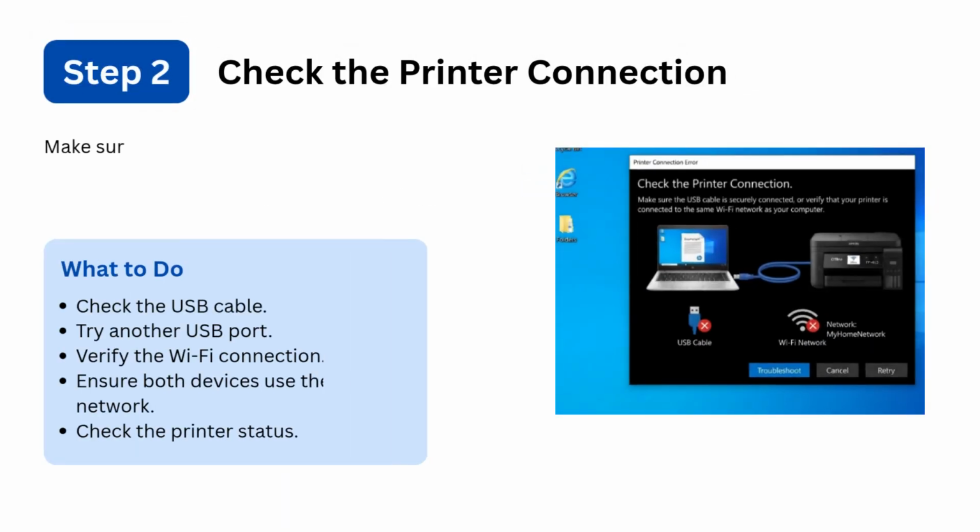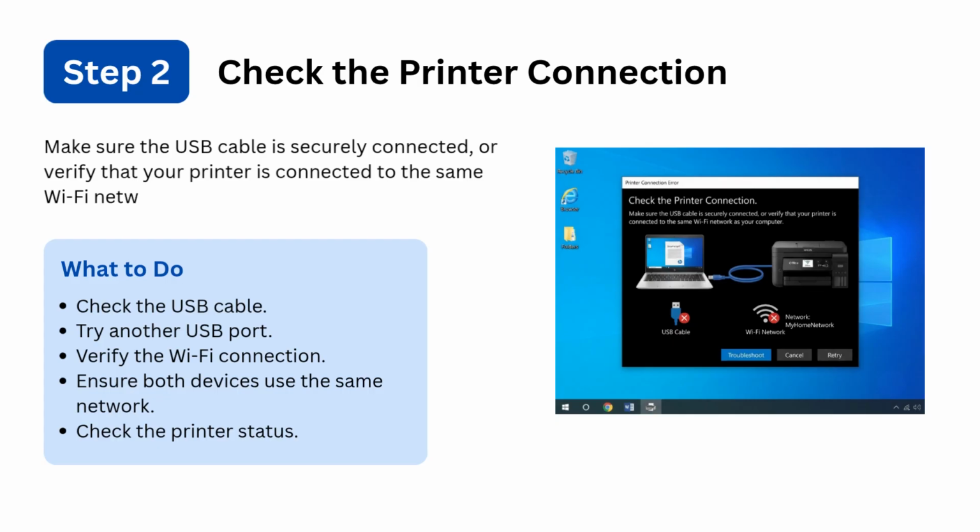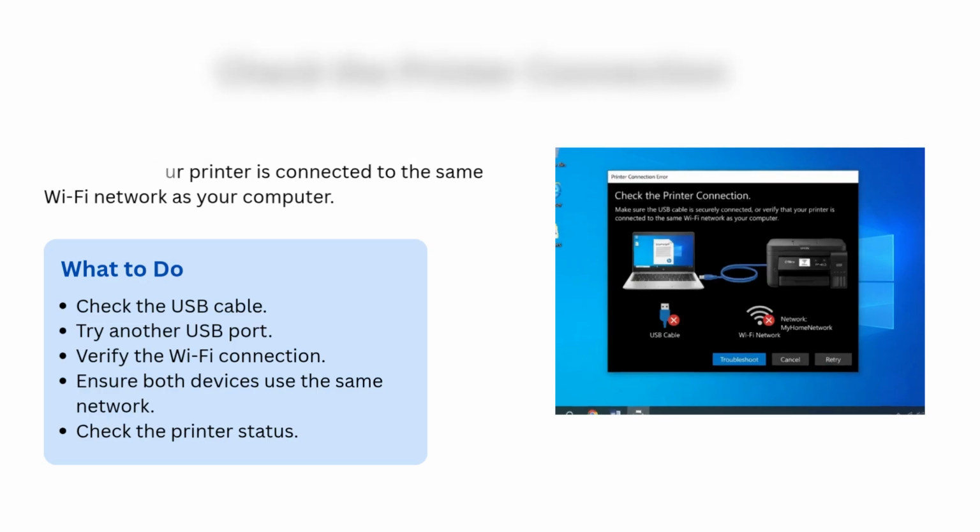Step 2. Check the printer connection. Make sure the USB cable is securely connected, or verify that your printer is connected to the same Wi-Fi network as your computer. What to do? Check the USB cable, try another USB port, verify the Wi-Fi connection, ensure both devices use the same network, check the printer status.